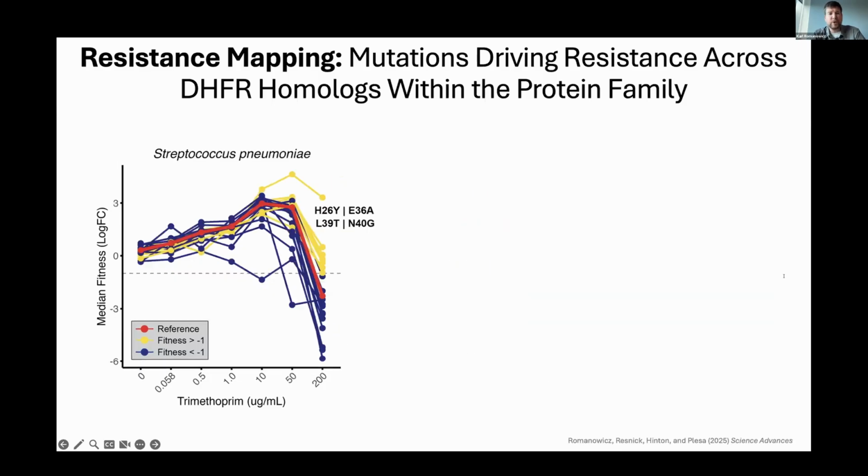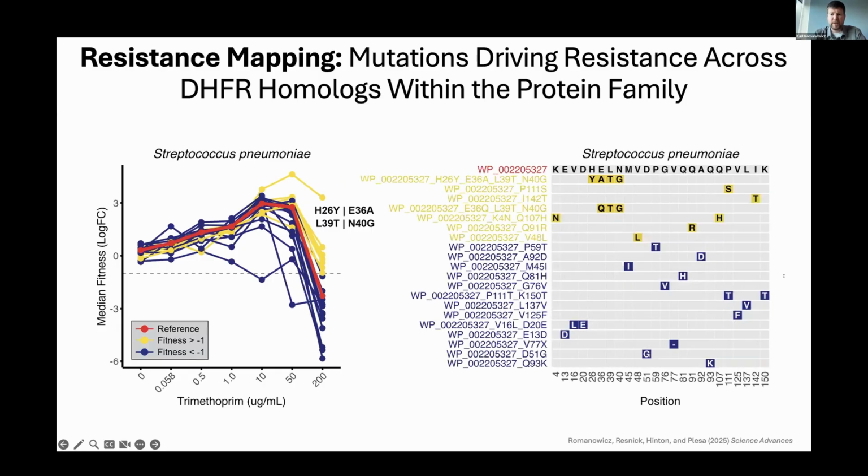We can also look at a more nuanced example. This is from Streptococcus pneumoniae. We recovered multiple different mutant variants that infer resistance to trimethoprim. And so from here, you can see that we have a range of amino acid substitutions across that protein sequence that infer resistance to the wild type.